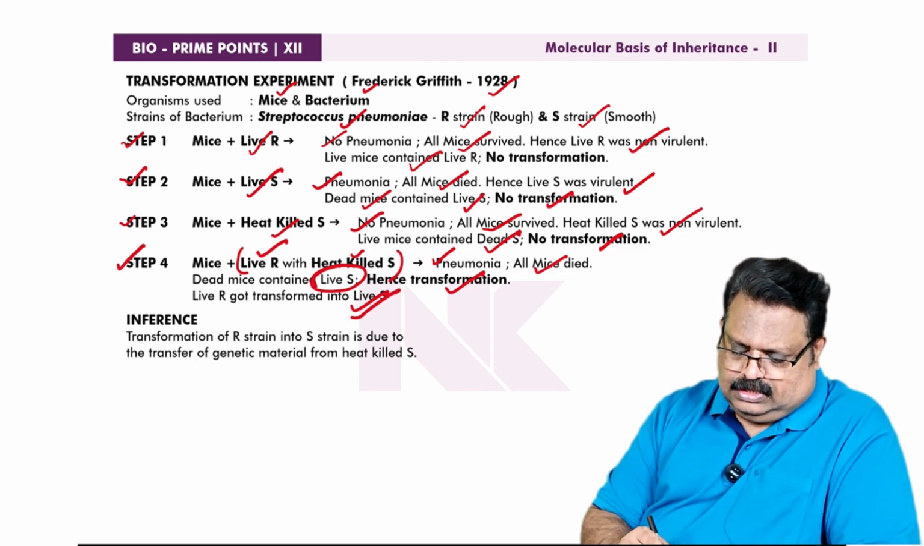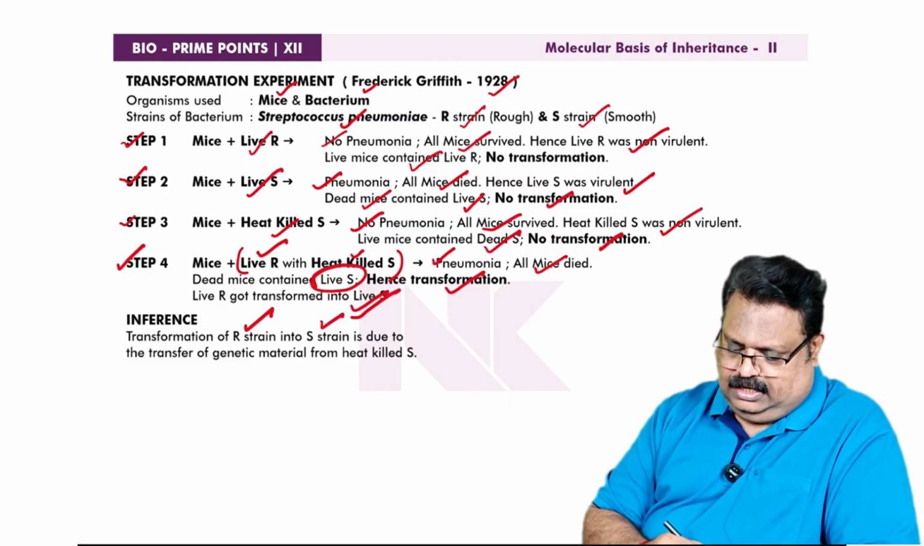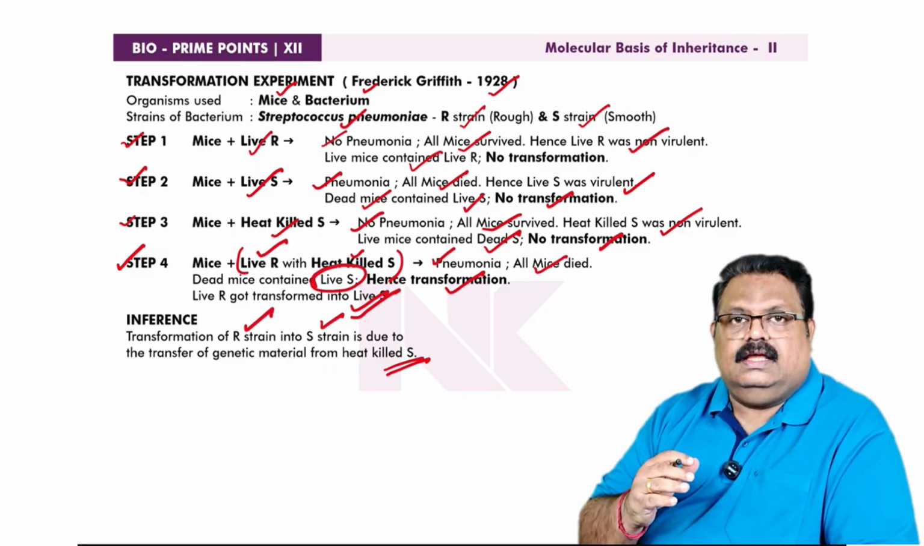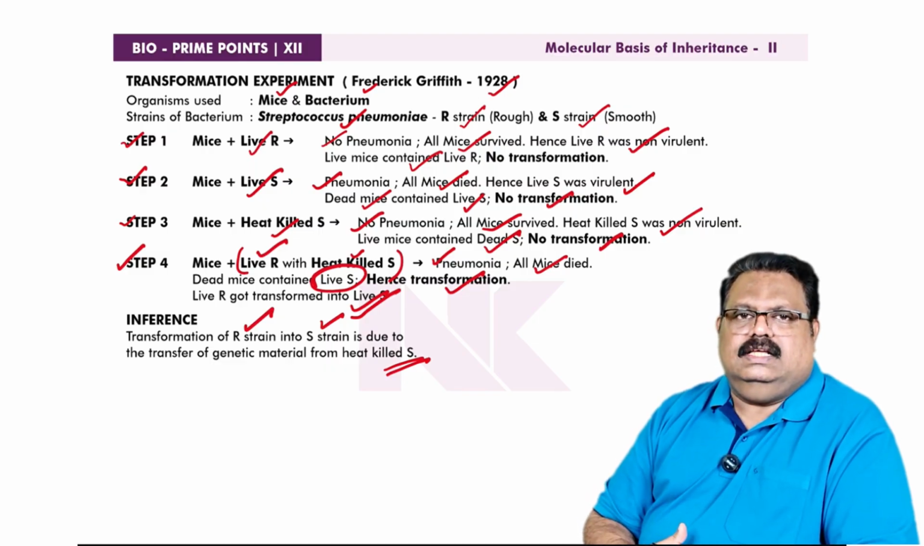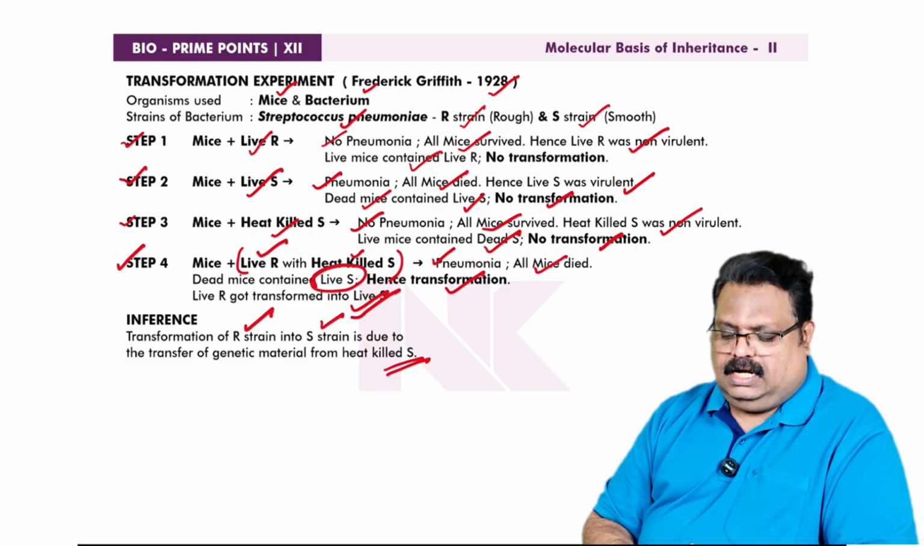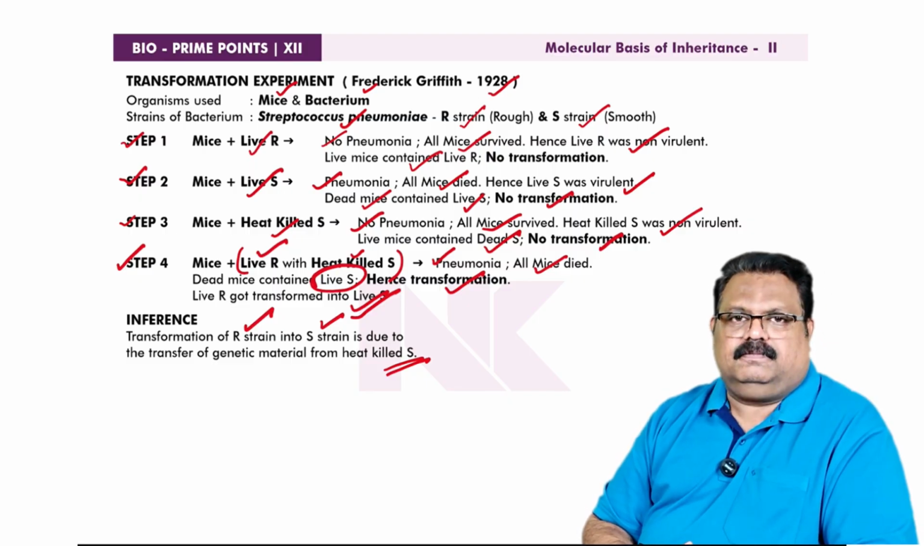So here, the transformation of R strain into S strain is due to the transfer of genetic material from heat killed S. Okay, so the presence of genetic material is proved by the transformation experiment conducted by Frederick Griffith. Okay.